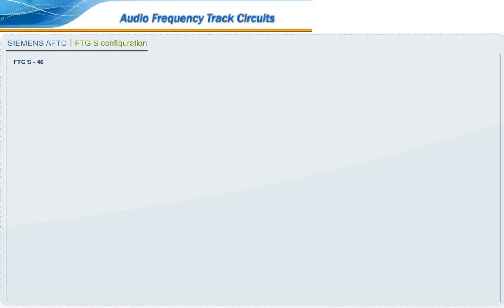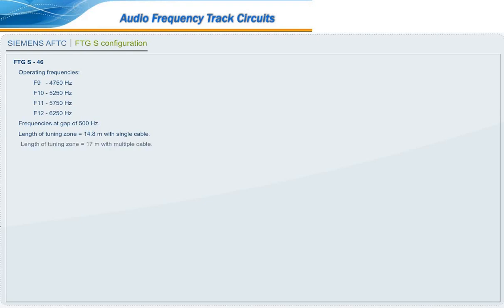FTGS 46. Operating frequencies F9 4750 Hz, F10 5250 Hz, F11 5750 Hz, F12 6250 Hz. Frequencies at a gap of 500 Hz. Length of tuning zone equal to 14.8 meter with single cable. Length of tuning zone equal to 17 meter with multiple cable.